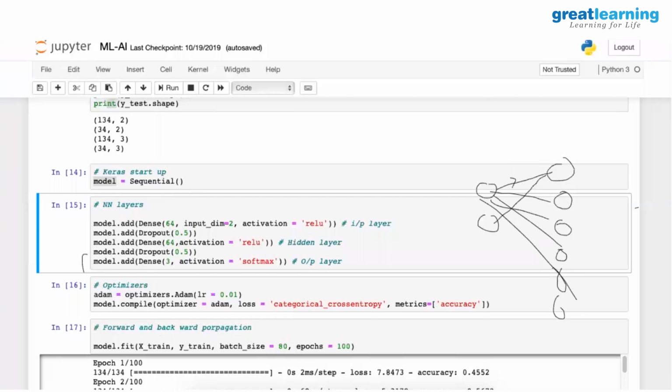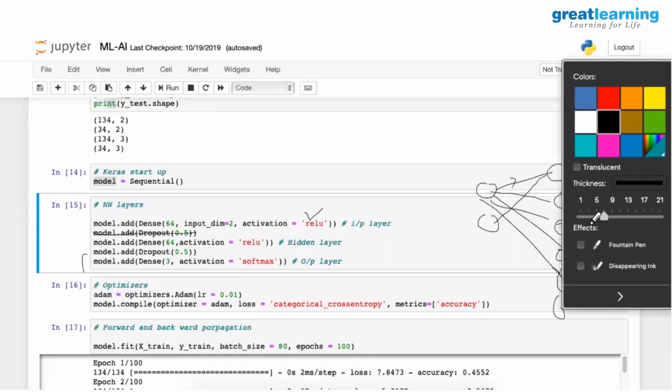Next, I'm saying the activation function I'm going to use is ReLU for now. Please ignore dropout, because this is a topic from third week. Dropout means it switches off some of your neurons. It's a type of hyperparameterization or feature engineering in a neural network. So please ignore these two for now.